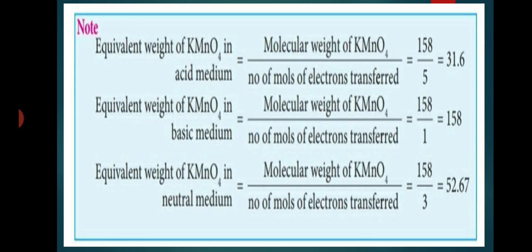The molecular weight of KMnO4 is 158. In acid medium there are 5 electrons transferred, so we divide the molecular weight by 5 and get 31.6. In basic medium, only 1 electron is transferred, so we get 158. And in neutral medium, 3 electrons are transferred, so we get 52.67. So depending upon the number of electrons transferred, the equivalent weight changes from acid medium to basic medium.